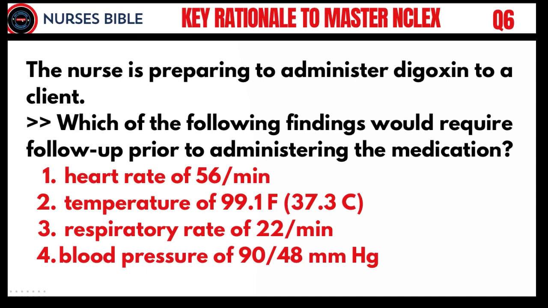And then option 4, a blood pressure of 90/48. You do want to monitor your blood pressure when you're giving any cardiac medication. Our heart and our blood pressure do work together. A slightly low blood pressure like that of 90/48 isn't a contraindication for dig. And with dig, if we are making the heart beat stronger, our cardiac output is going to go back up. That's going to help our blood pressure. So that'd be okay there.